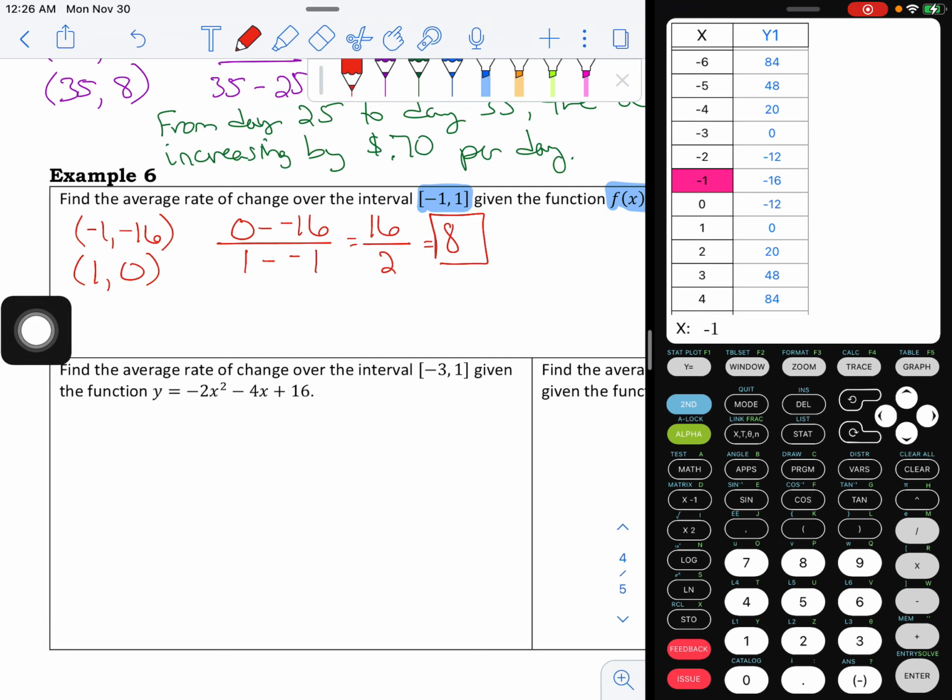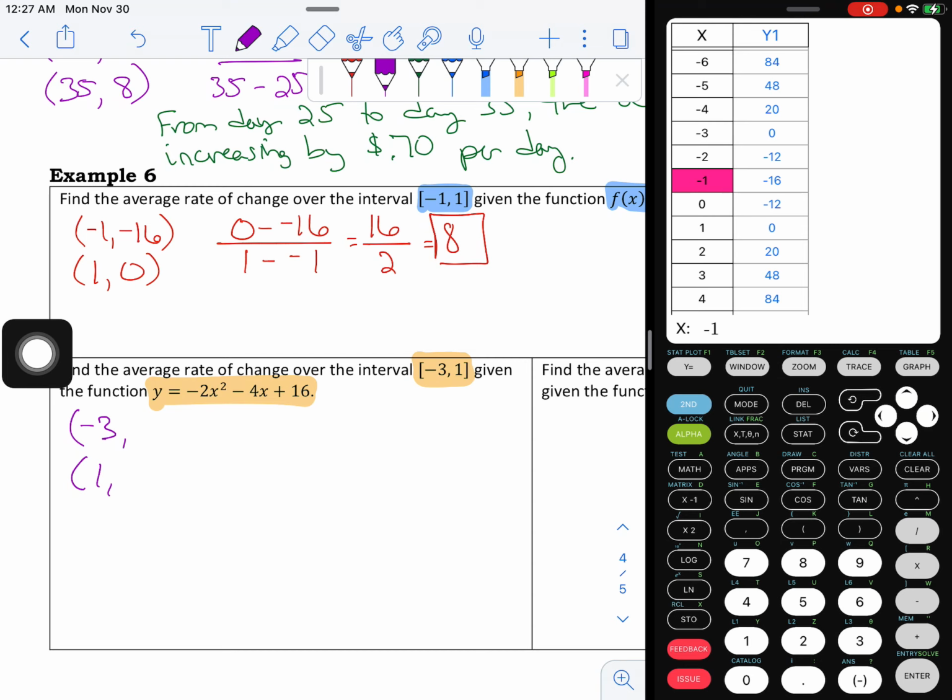There's a second problem here. Find the average rate of change over the interval -3, 1. All right, so let me make sure I identify that interval. And this time we have this nifty little function. Okay, so again, that interval is really two different x values, so I need to figure out the y values that go with them.